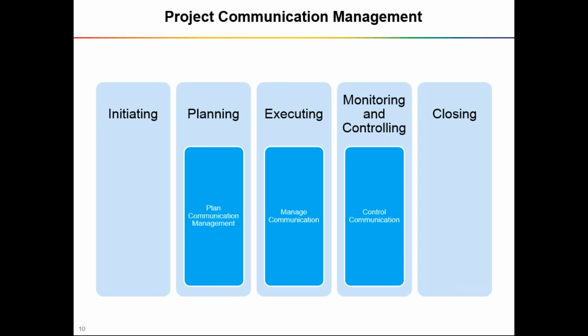Now we are coming to our project communication management. This knowledge area has precisely three processes. First one is plan communication, second one is manage communication, and the third one is control communication. If you see, these three processes are spread across three process groups. Plan communication is under planning, manage communication is under executing, and control communication is under monitoring and control process group. We will be discussing all these processes one by one.